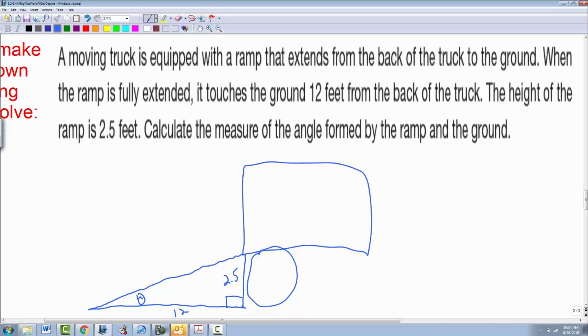I have to find this angle right here. Oh, what's that, by the way? It looks like a cracked egg. Does anyone know what that is, actually? It starts with a T. Who said it?